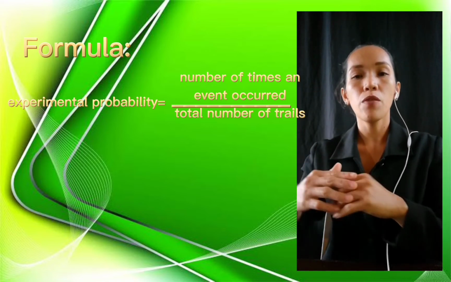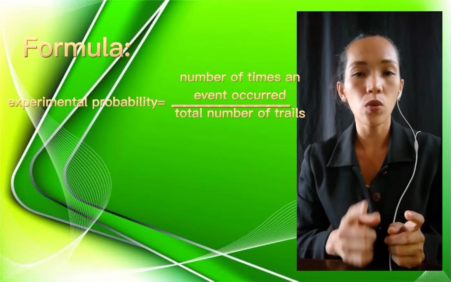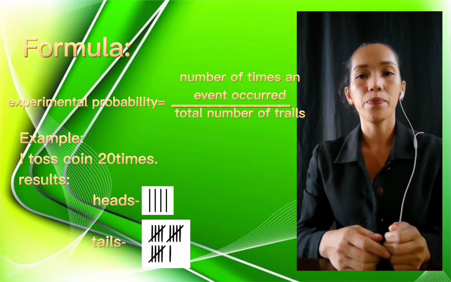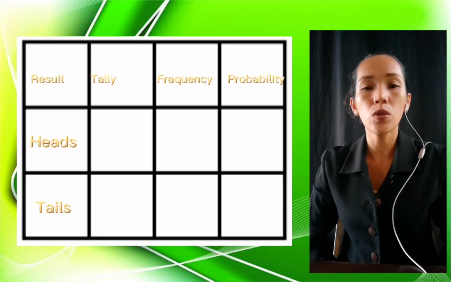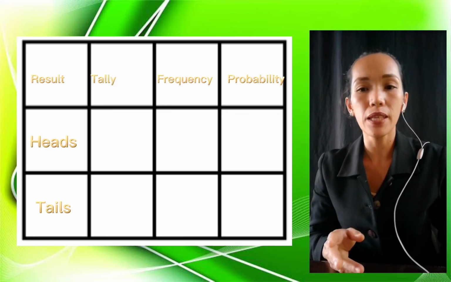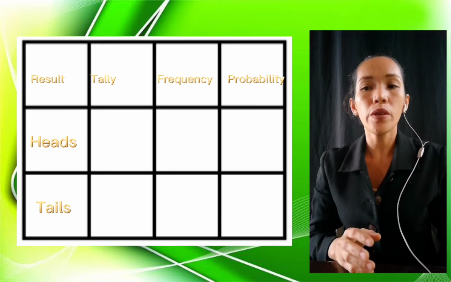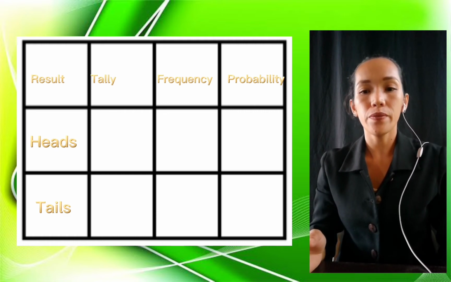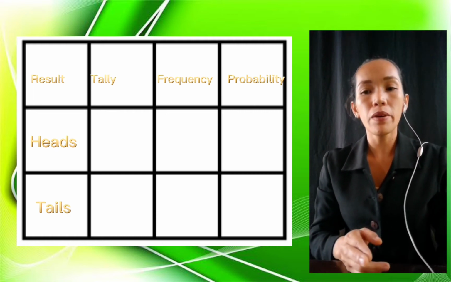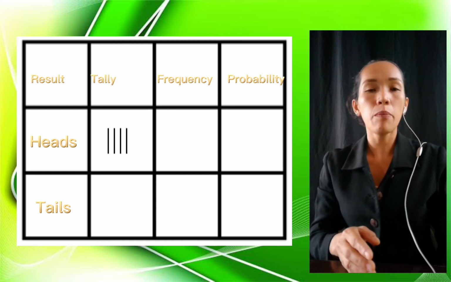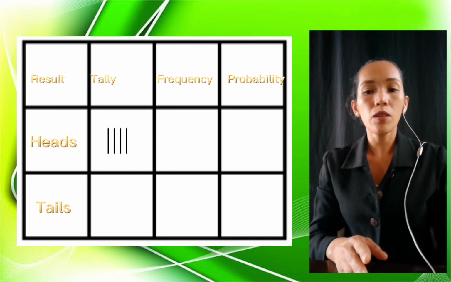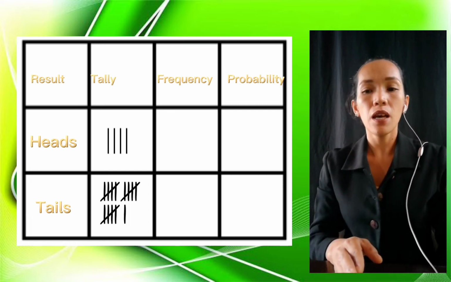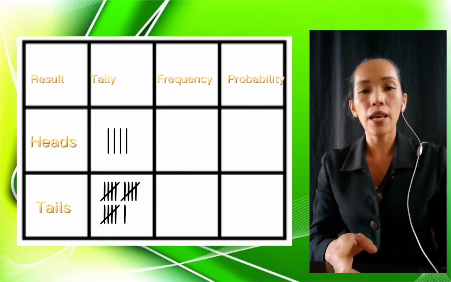For example, 20 times akong nag-toss ng isang coin. At sa 20 times na iyon, ito ang naging resulta. Ngayon, titingnan natin ang resulta, tally, frequency, at probability. Para mas madali, we use a nice table. Dahil 4 na beses lumabas ang heads, maglagay tayo ng 4 na mark. At kung 4 na beses lumabas ang heads, ilang beses lumabas ang tail? At kung bibilangin natin, iyon ay 16.